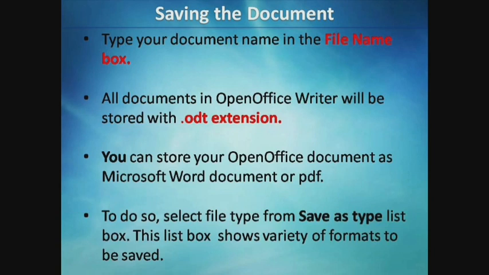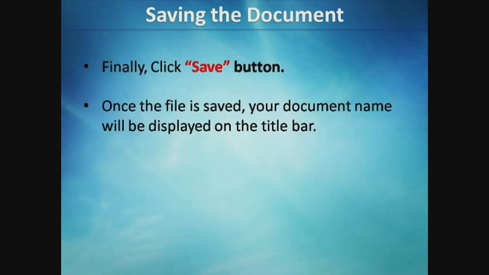To save like that, we have to select the file type from the Save As Type list box. It consists of various formats to save our document. So from the list, select our required format. After that, click the Save button from the Save As dialog box. Once the file is saved, your document name will be displayed on the title bar.